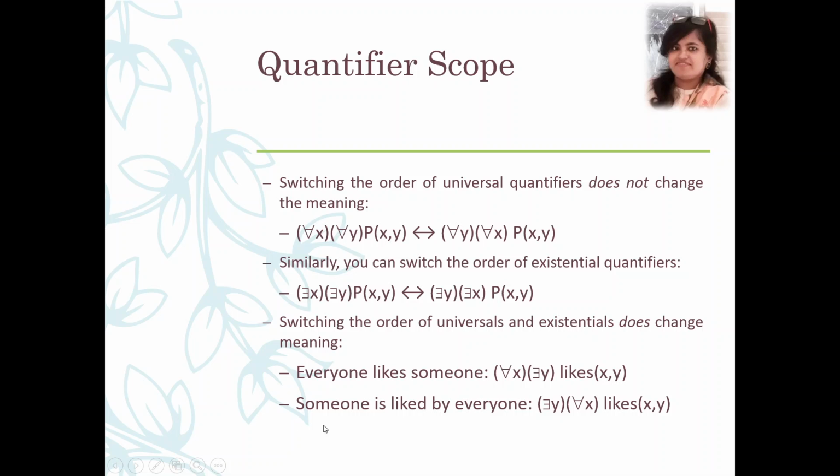Another sentence is that someone is liked by everyone. So someone, that is not all, that is some. So that is existential quantification y, is liked by everyone. So for all x, then likes(x, y).